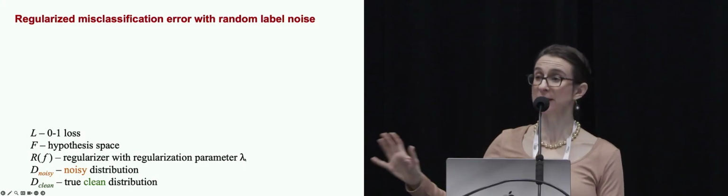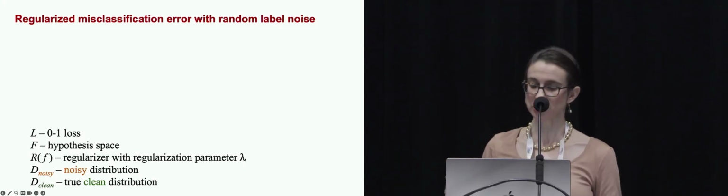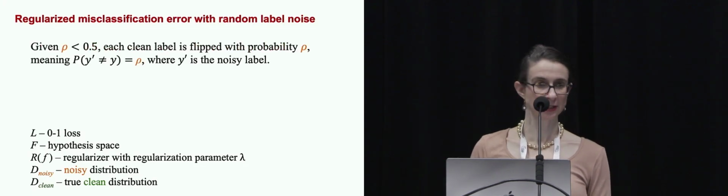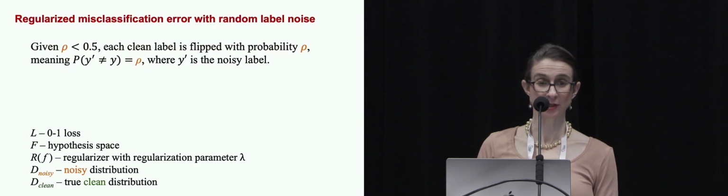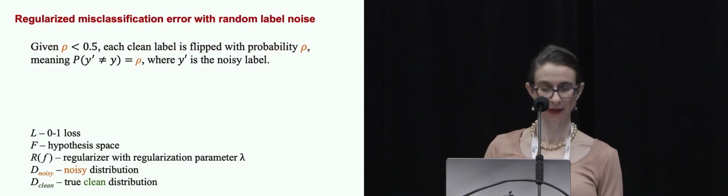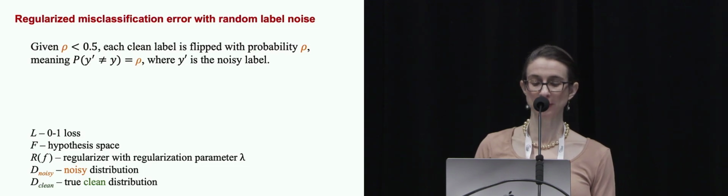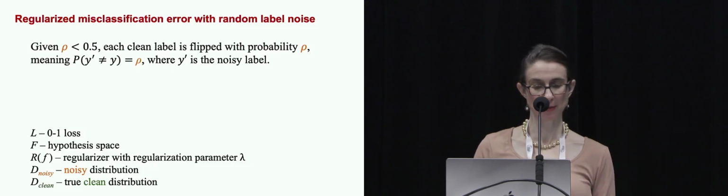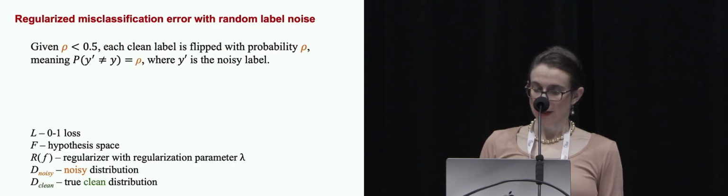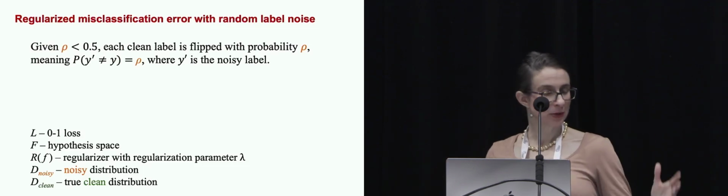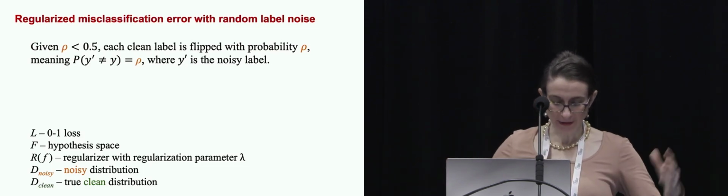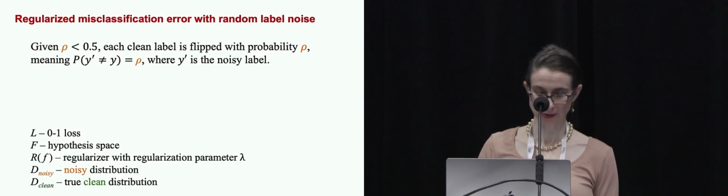And when I say clean data, I don't really mean clean. I just mean data without the flipping noise. So what's the flipping noise, okay? The flipping noise goes like this. Given rho, which is a number between 0 and 0.5, each clean label is flipped with probability rho, meaning that the new label, the noisy label, and the clean label are different with probability rho, okay? So clean data is just data without this extra flipping noise, okay? All right. So you can think of data having some inherent level of label flipping noise.